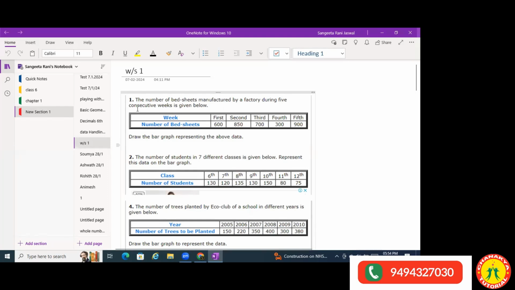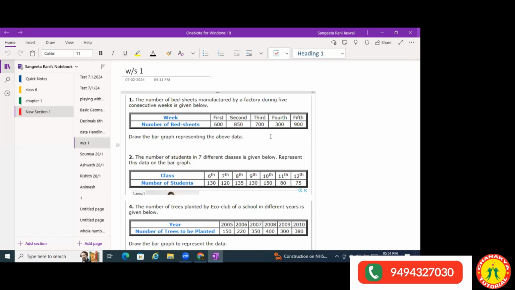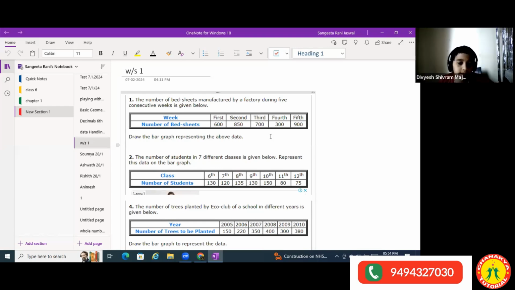Okay. Now see this question number 1. Divesh, please read question number 1. Everyone, please be ready with your pen, paper. The number of bed sheets manufactured by a factory during 5 consecutive weeks is given below. Weeks, number of bed sheets. First, 600. Second, 850. Third, 700. Fourth, 300. And fifth, 900. Draw the bar graph representing the above data.